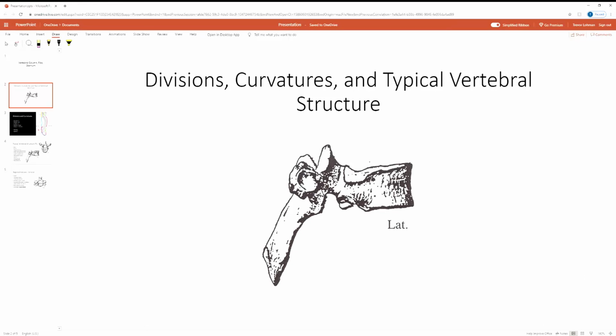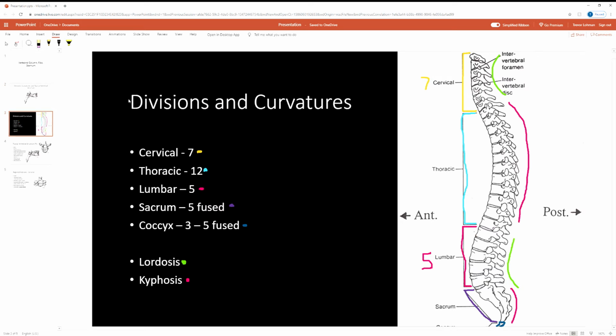Hey everyone, in this video we're going to take a quick look at divisions and curvatures of the vertebral column, as well as looking at typical vertebral structure. So let's go ahead and get started here with the curvatures.